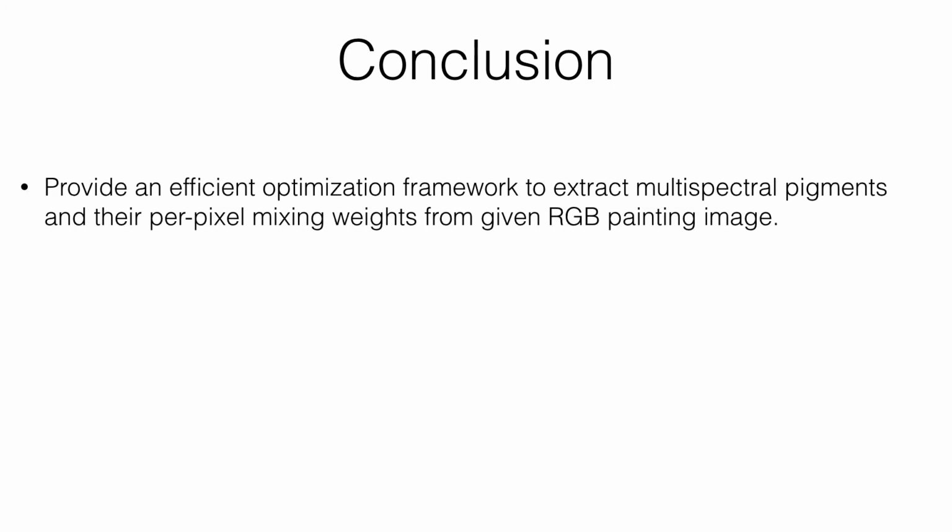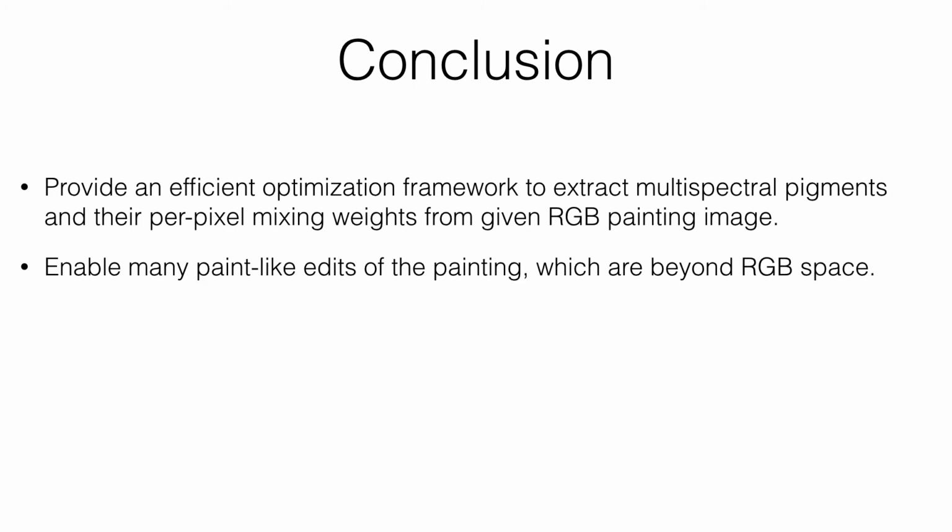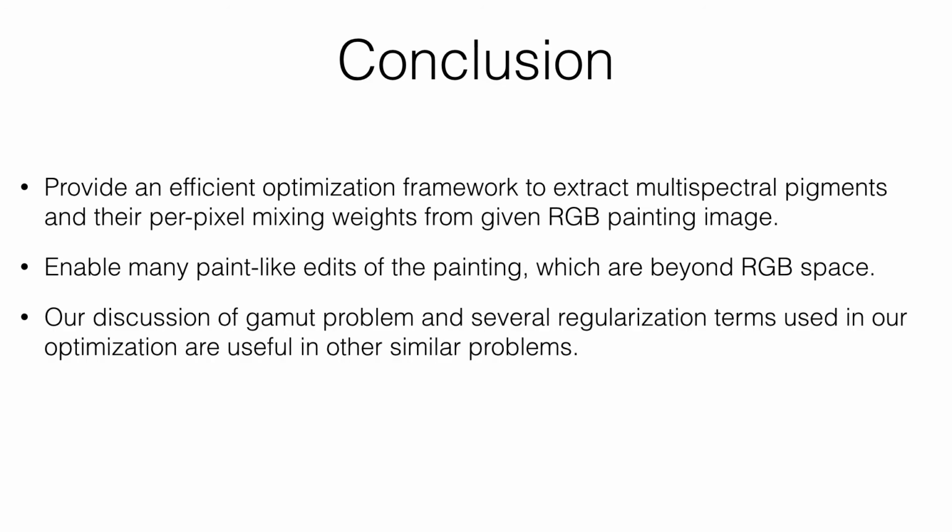In conclusion, we provide an efficient optimization framework to extract multispectral pigments and their per pixel mixing weights from a given single RGB painting image. We can enable many paint-like edits of the painting, which are beyond RGB space. Our discussion of gamut problem and several regularization terms used in our optimization are useful in other similar problems.